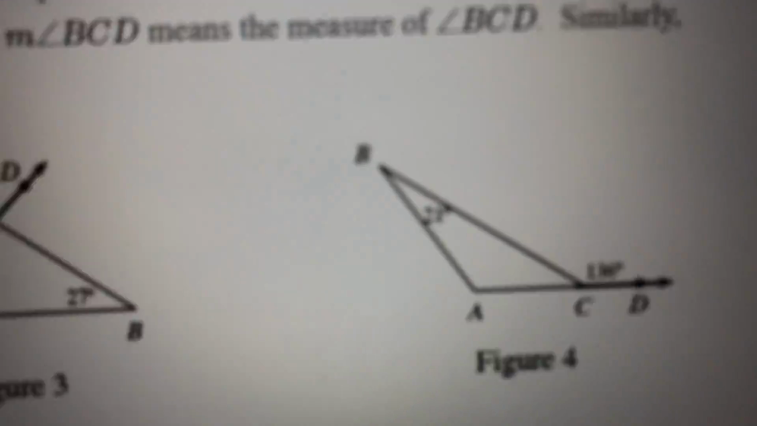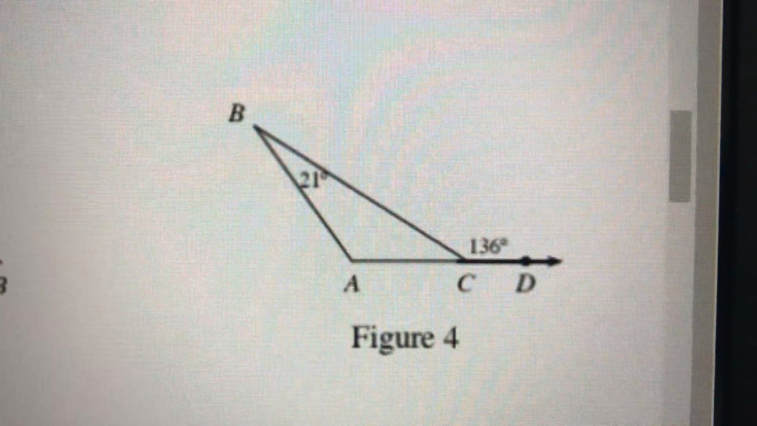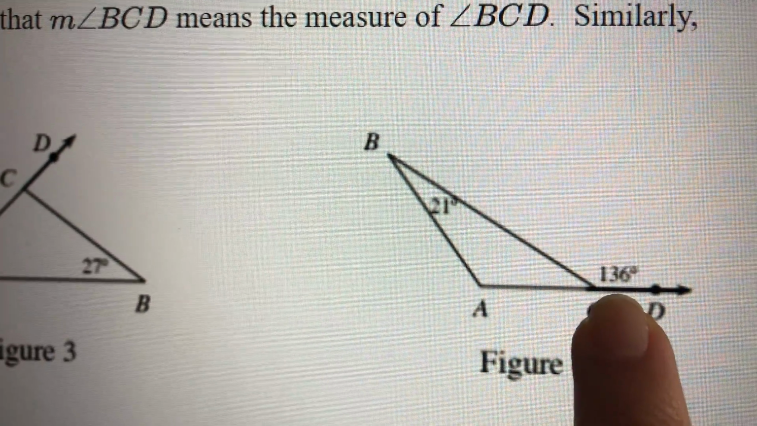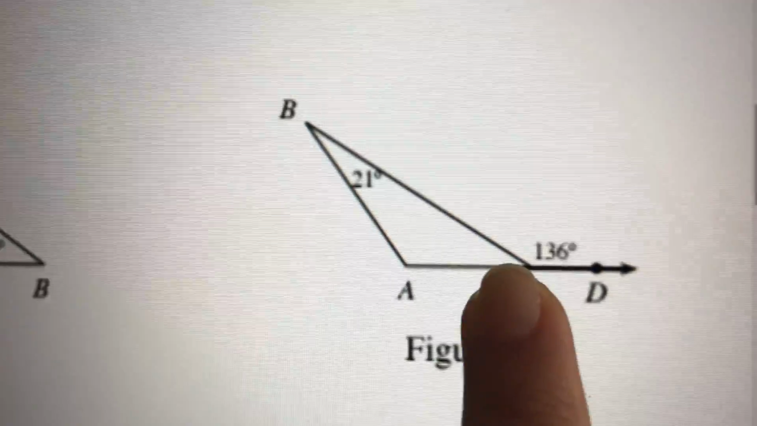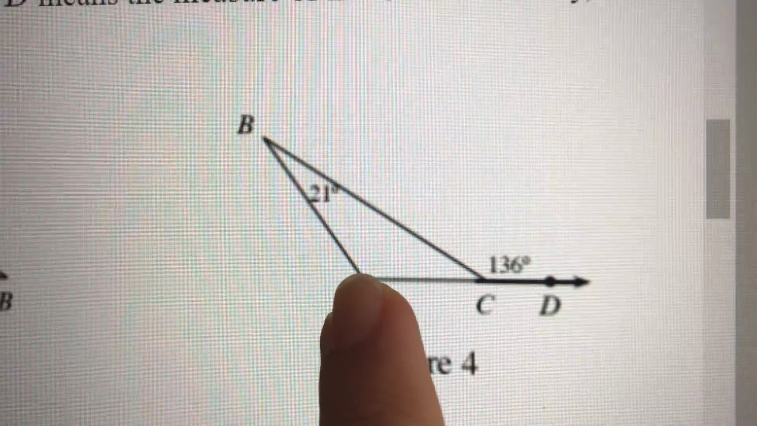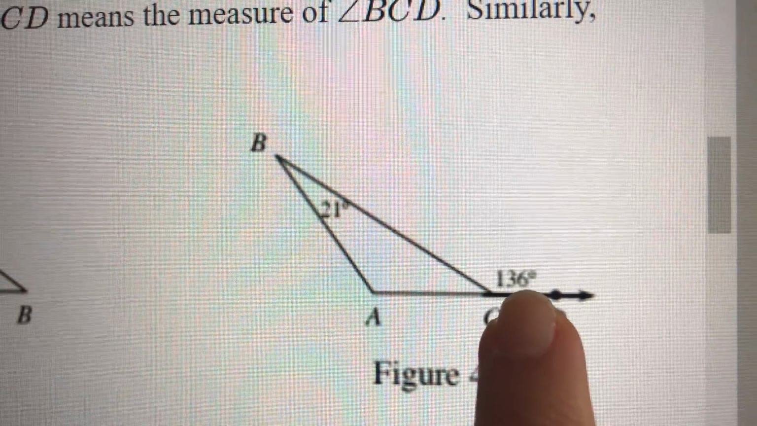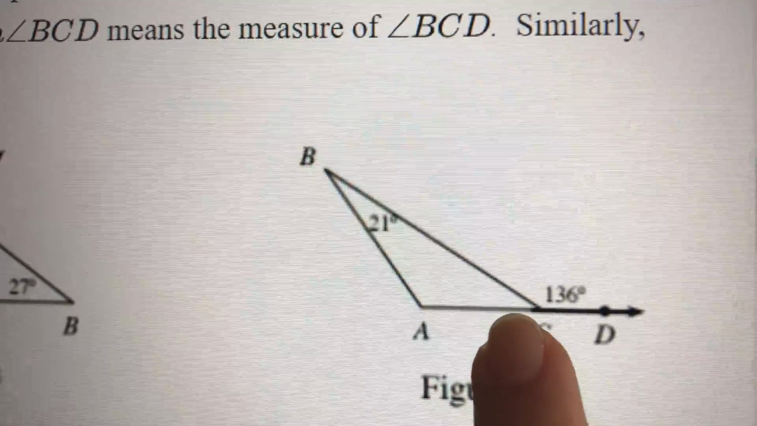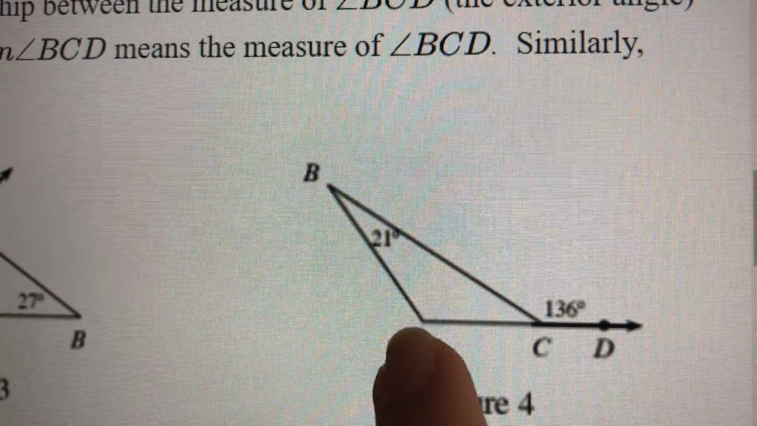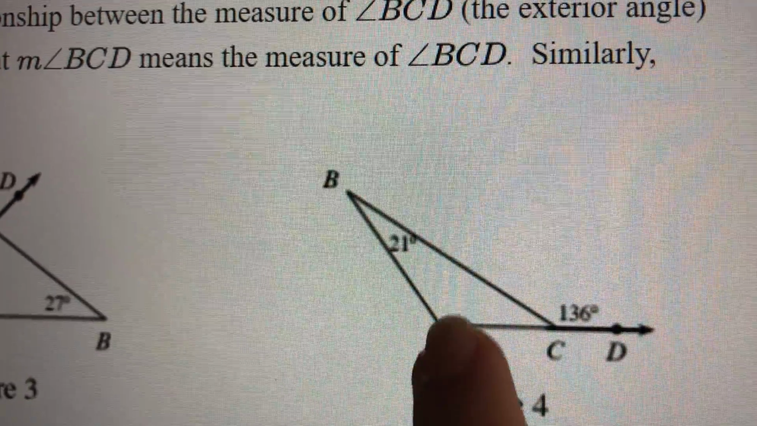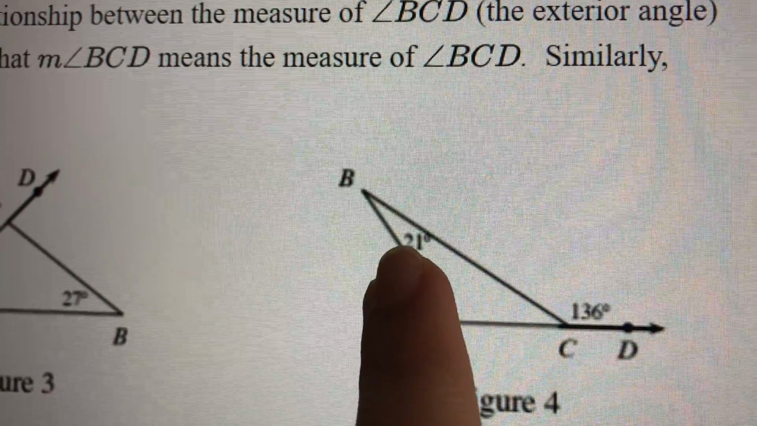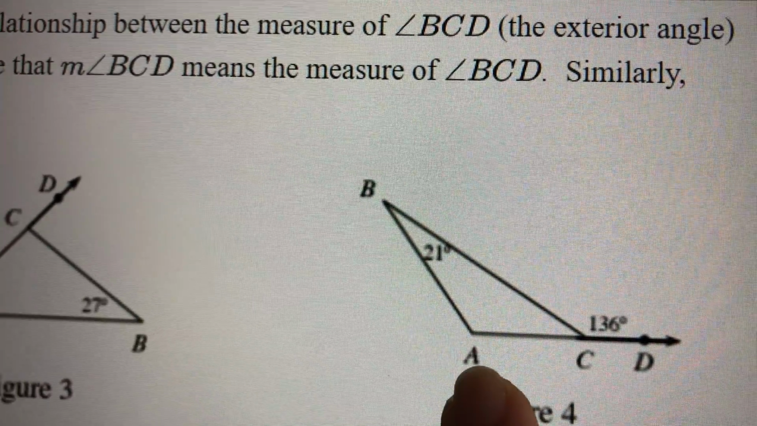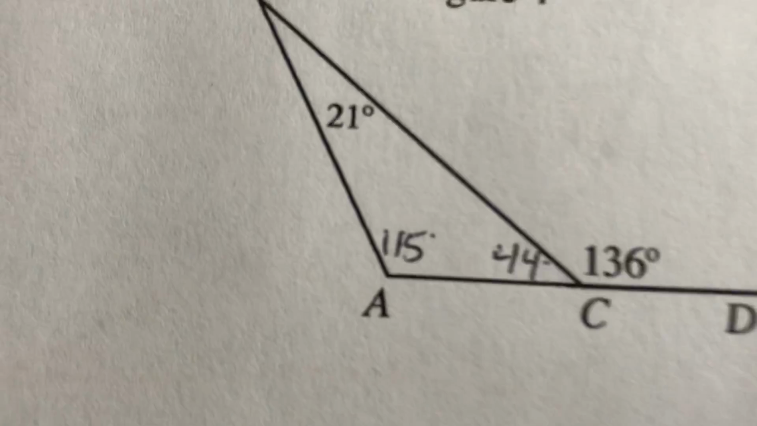All right, last figure. It looks like we have angle BCD is 136. We don't have the angle next to it, but that's okay because we know that the straight angle is 180, and 180 minus 136 will give us this angle, and that is 44. So 44 is this angle. Now that we have that, we can figure out the measure of this angle, because if we take 44 plus 21 and then subtract from 180, we'll have that angle A right there, which is 115.